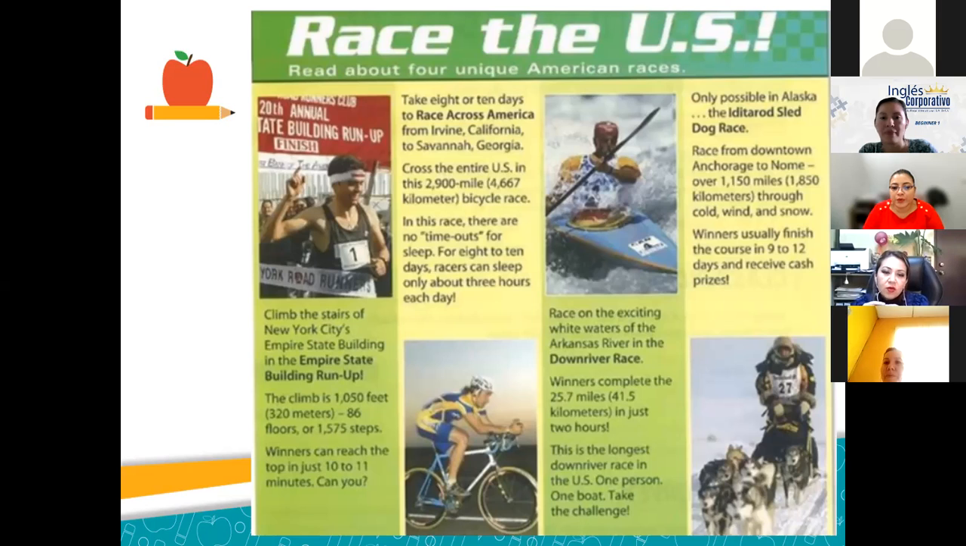Race on the exciting white waters of the Arkansas River in the Don River Race. Winners complete the 25.7 miles, 41.5 kilometers. How do you say kilometers? Kilometers. Okay. In just 2 hours. This is the longest Don River race in the USA on the person one boat take the challenge.